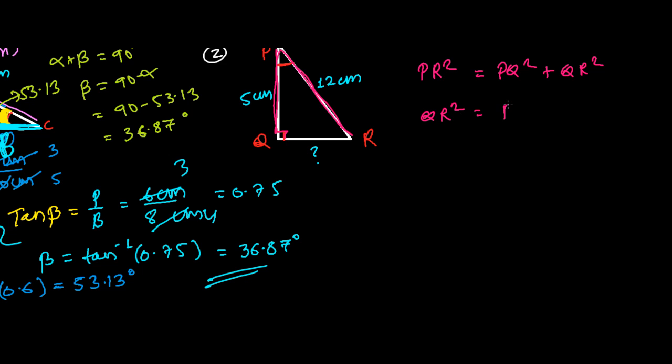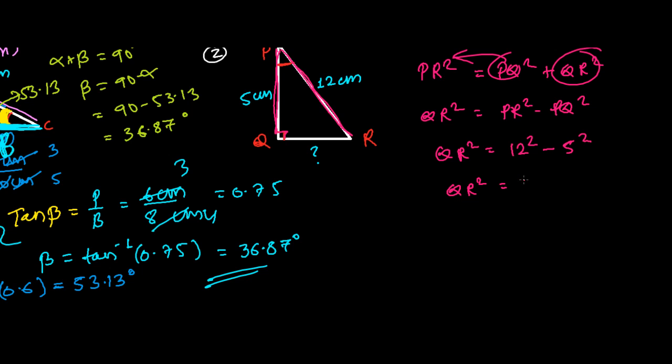So QR square is PR square minus PQ square. I just write and just shift this side. So QR square is now PR square, that is 12 square, minus PQ square, that is 5 square. So QR square is going to be 144 minus 25, 119, and therefore QR is going to be under root 119, answer. Alright, this was pretty easy.